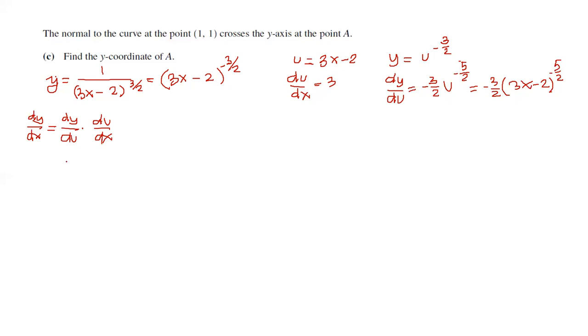Okay, so it means dy/du is negative 3/2 times (3x minus 2) to the power negative 5/2, times du/dx, times 3. And it becomes negative 9/2 times (3x minus 2) to the power negative 5/2, like this.